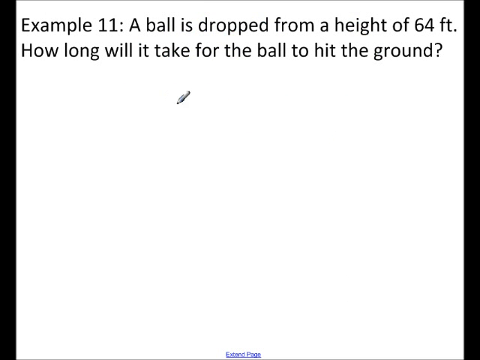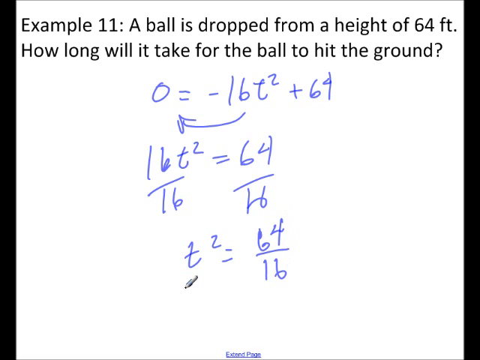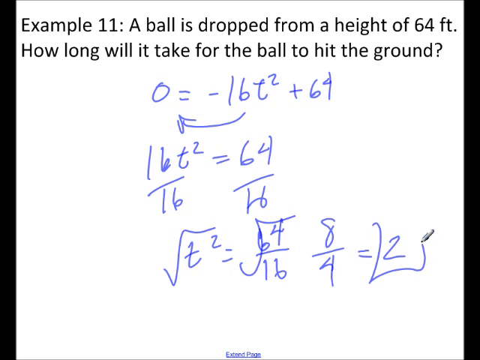So let's do this one here. We're going to start with 0 equals negative 16t squared plus 64. So we're going to move this over. 16t squared equals 64. And we're going to divide by 16. T squared equals 64 over 16. Take our square root. Square root of 64 is 8, over 4, gives us 2. So we end up with 2 seconds. Give that last one a try, and have a lovely afternoon.